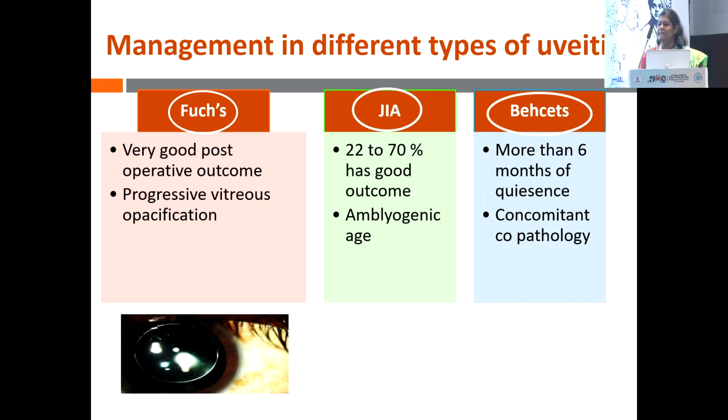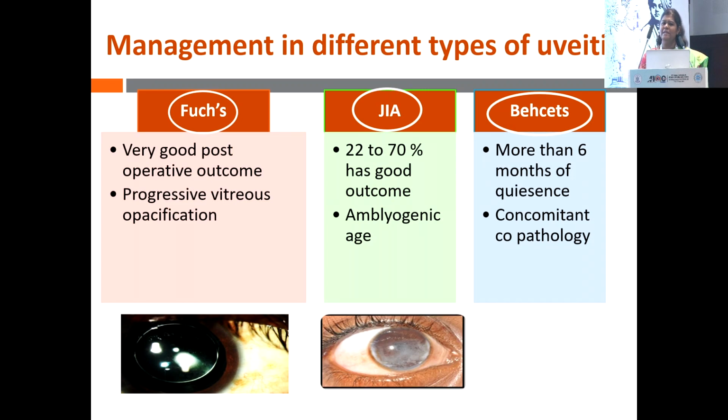But on the other arm, you have juvenile idiopathic arthritis. These are children who present to us late because of white eye uveitis. When they present to us, usually they have complications like cataract or band-shaped keratopathy. But you have to have a balance between waiting for zero control of inflammation and cataract surgery, because these children are in their amblyogenic age.